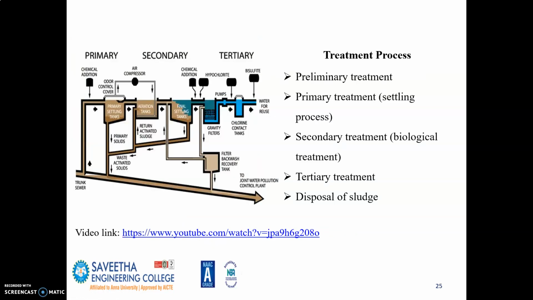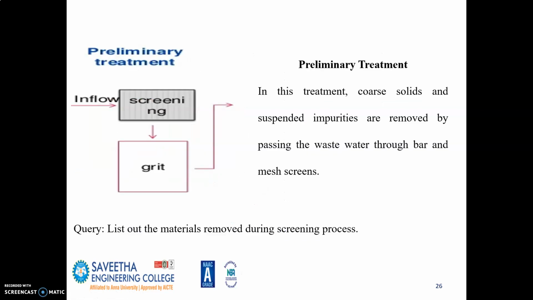The steps involved in the treatment process are: number one, preliminary treatment; number two, primary treatment, which involves a sedimentation process; number three, secondary treatment, which involves biological treatment under either aerobic or anaerobic conditions; and number four, tertiary treatment, and finally the disposal of waste. Again, here I provided a link that clearly explains the mechanism of the primary, secondary, and tertiary methods of treatment. The primary treatment involves the screening method, and here is a question for you: please highlight the materials removed during the screening process based on your perception.